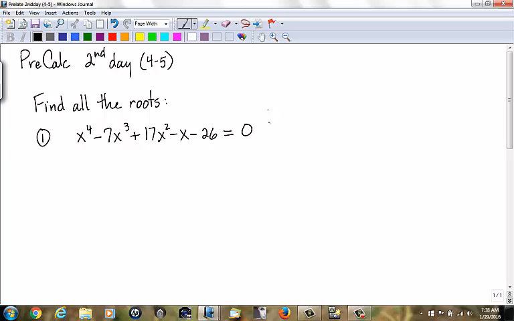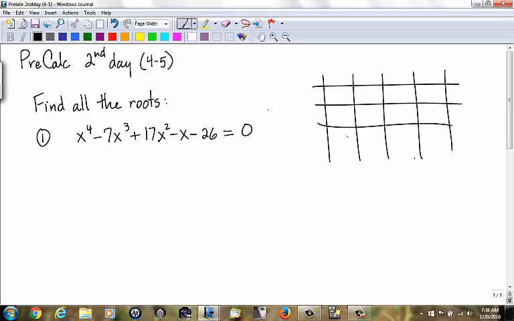What you ought to do first is the Descartes rule of signs, like we did yesterday. Go back and review it anyway. You don't know how many rows you need, but it's always positive, negative, 0, and imaginary. Remember, to get the positive box, you look for variations in sign. This goes from a positive to a negative, that's 1. Negative to a positive, that's 2. Positive to a negative, that's 3. So I get 3. You agree with that?